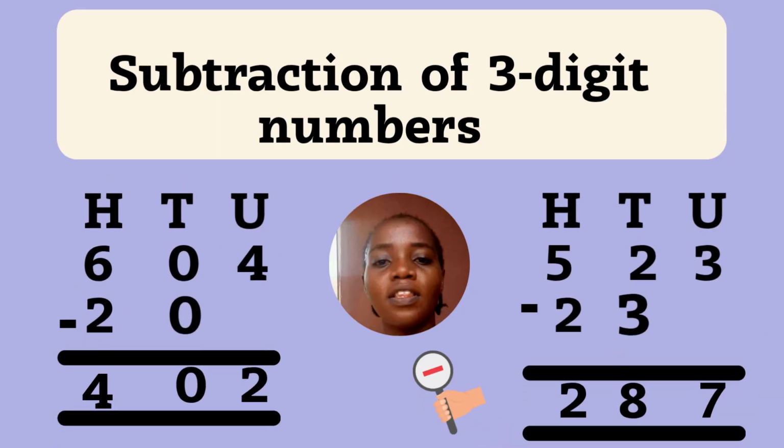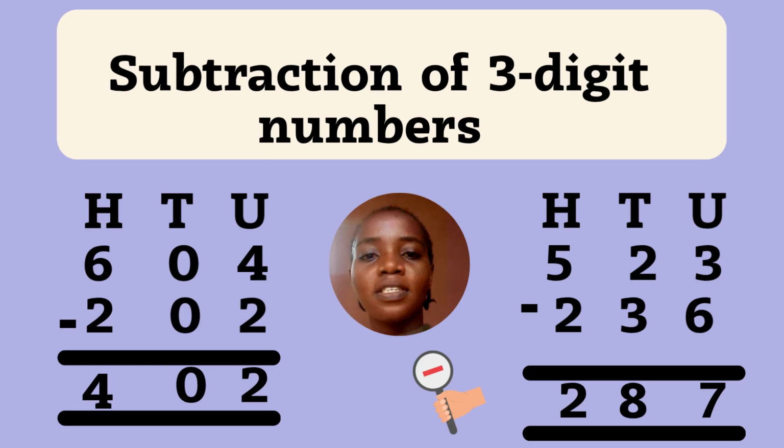Moving further, we shall also consider subtraction of three-digit numbers without regrouping and with regrouping. On the screen, we have two examples. The first one is 604 minus 202. Of course, it is subtraction without regrouping. We first of all count out 4 under the unit place and take away 2. The answer is 2. Under our tens place, we have 0 minus 0, and the answer is 0. Moving to the hundreds place, 6 minus 2 equals 4.